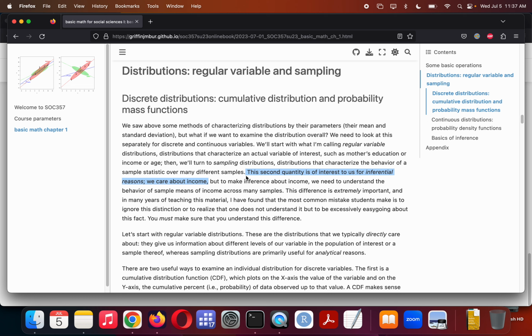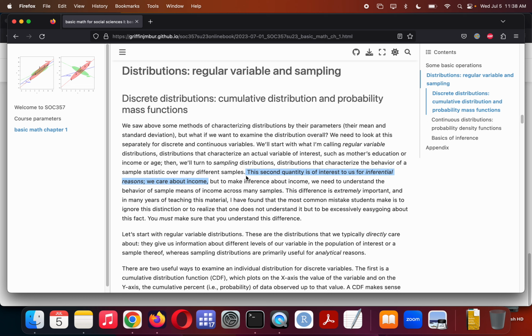Now, this distinction is very strong. In one respect, it's not really a mathematical distinction in the sense that both of these are distributions, these regular variable distributions and sampling distributions, and they both have certain parameters that characterize them, such as their mean and their variance. And sometimes you have regular variable distributions that are approximately normal. Sometimes you have sampling distributions that are approximately normal, where normal means a special type of curve, the bell curve or the Gaussian curve. And from a mathematical perspective, as long as we know the mean and the variance, we're good. They're more or less the same.